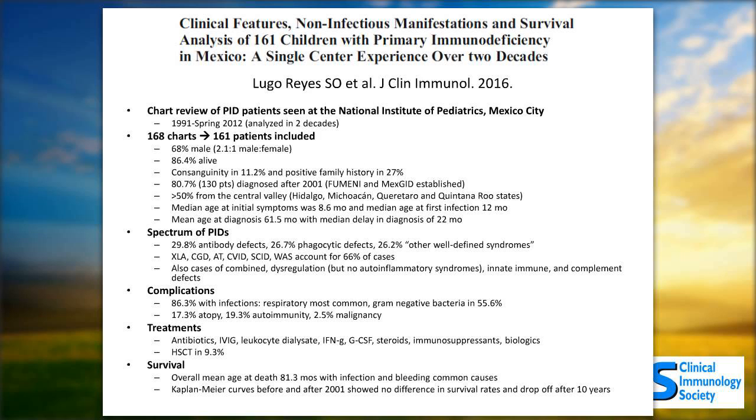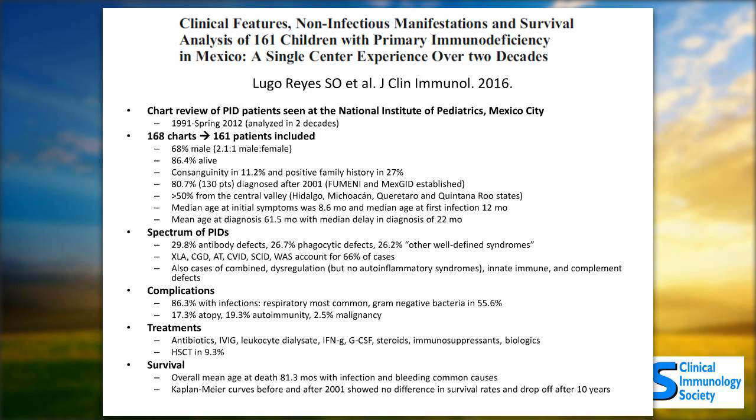Authors propose that particularly in the Hidalgo and Michoacan states, there are definitely higher rates of consanguinity, so perhaps that's why we're seeing more PID patients there. The median age at the initial symptoms was around 8.5 months, and the median age at first infection was about a year. The median age at diagnosis, however, was about 5 years, so like 61 months, with a median delay in diagnosis of 22 months, so quite a delay.